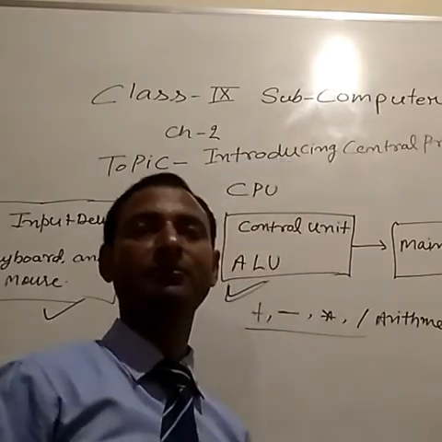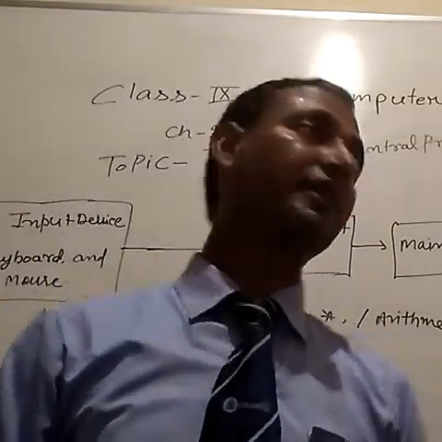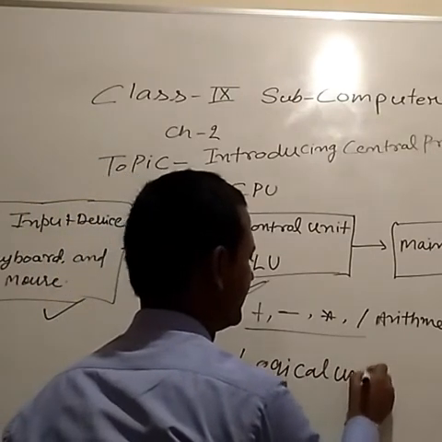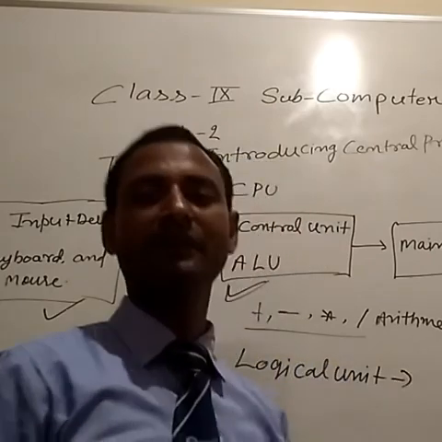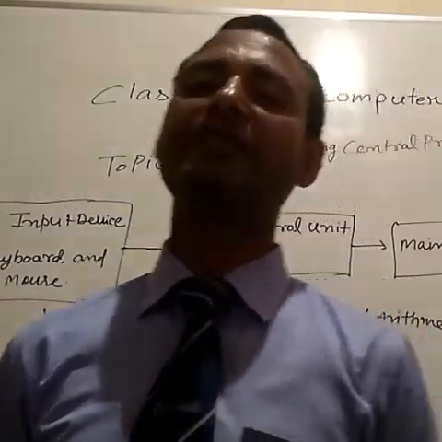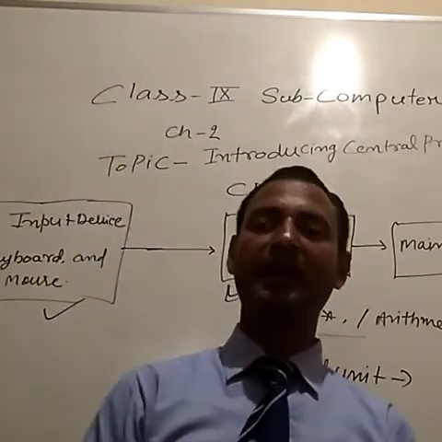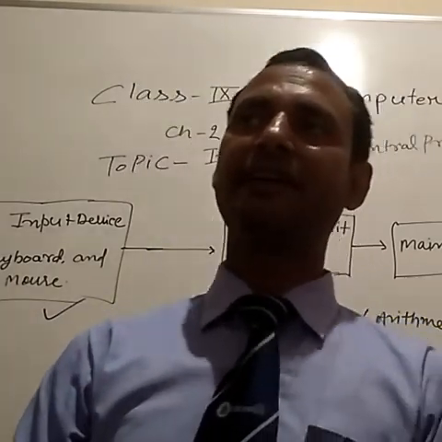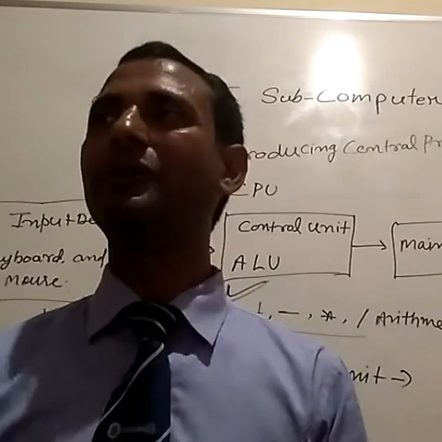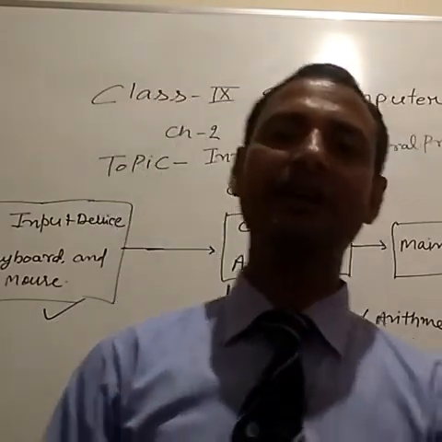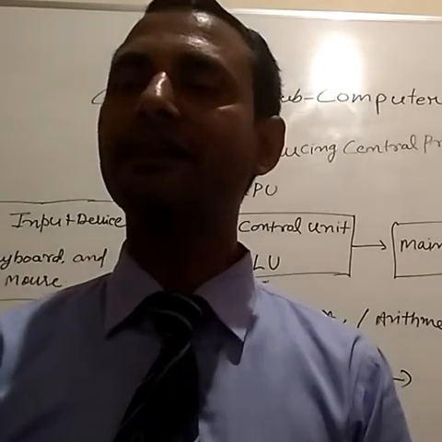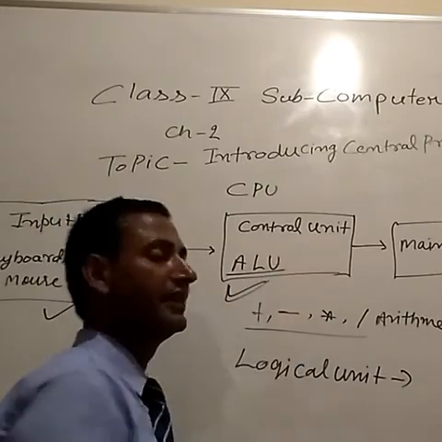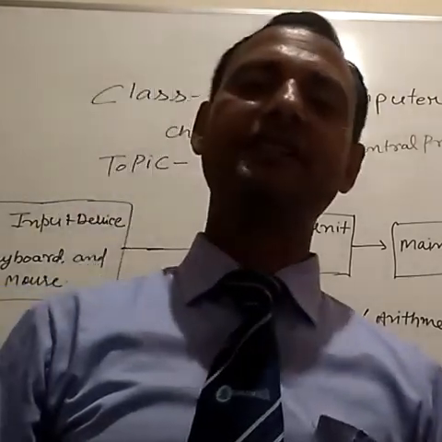The arithmetic unit is used to perform calculations on numbers, and the logical unit is used to perform logical functions on the given values. Suppose there are numbers and we have to compare them logically: greater than, less than, equal to, not equal to, less than or equal to, greater than or equal to. This type of condition is handled by logical operations, and this is called the ALU, arithmetic and logic unit, in the CPU.